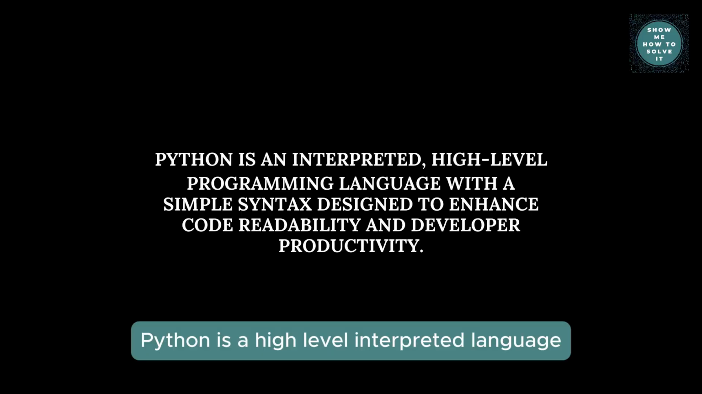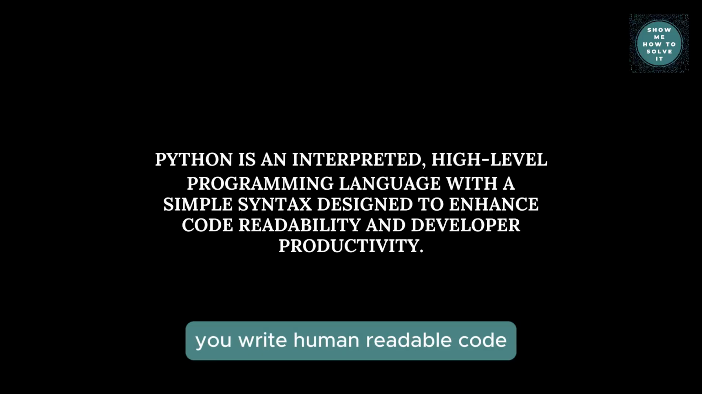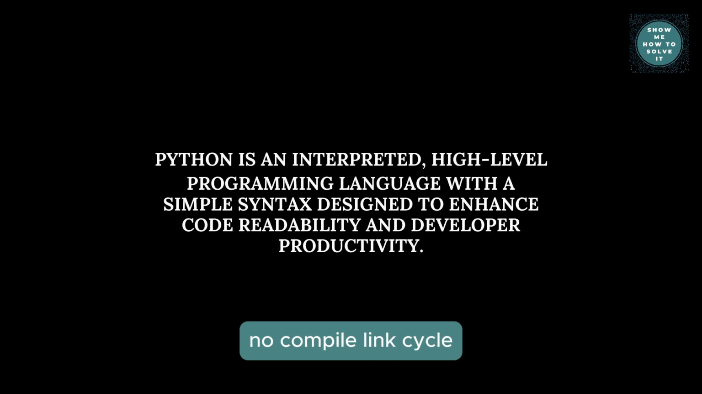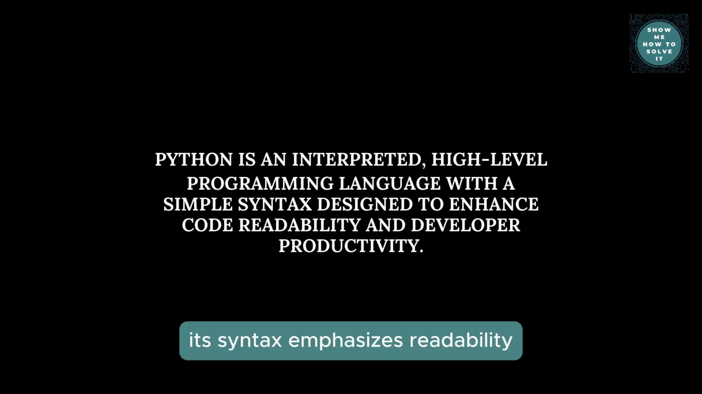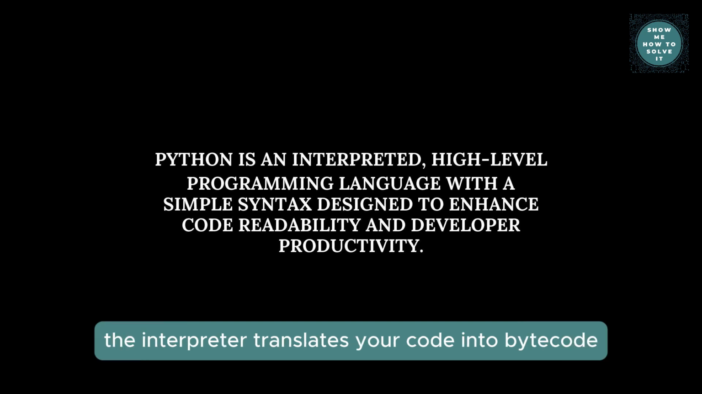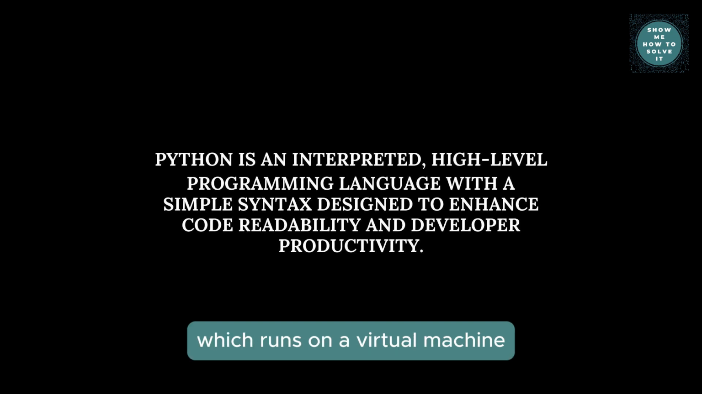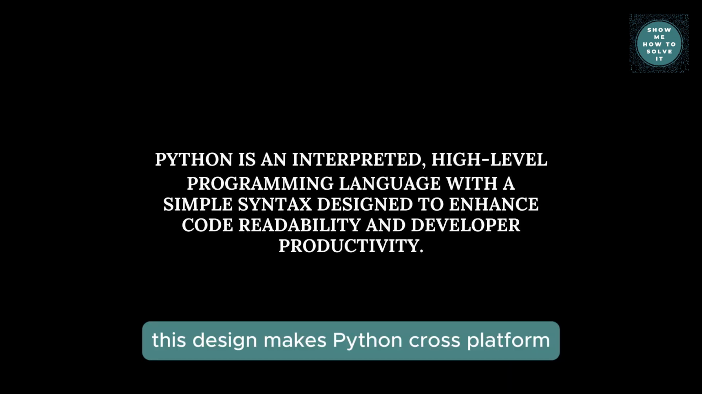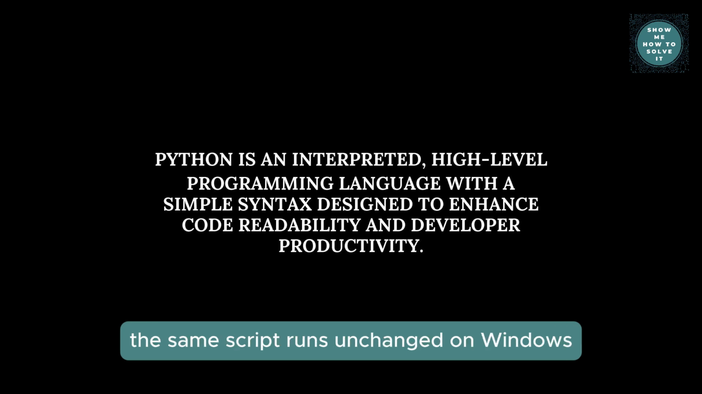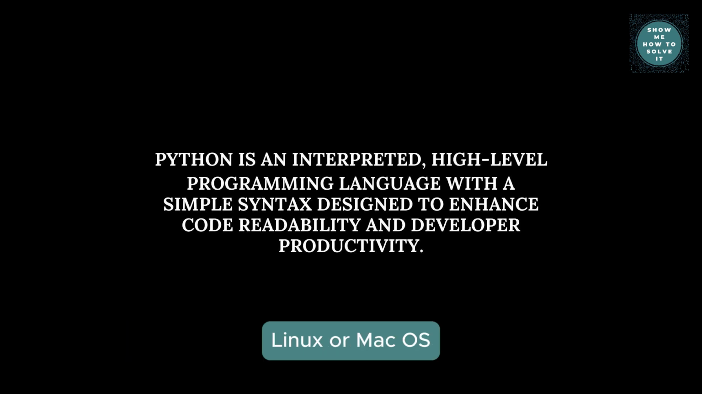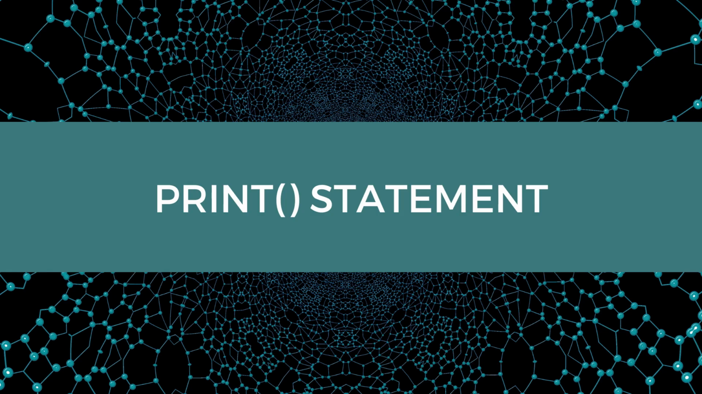Python is a high-level interpreted language. You write human-readable code, press run, and see results instantly. No compile-link cycle. Its syntax emphasizes readability: fewer braces and semicolons, more white space. Under the hood, the interpreter translates your code into bytecode, which runs on a virtual machine. This design makes Python cross-platform. The same script runs unchanged on Windows, Linux, or macOS.